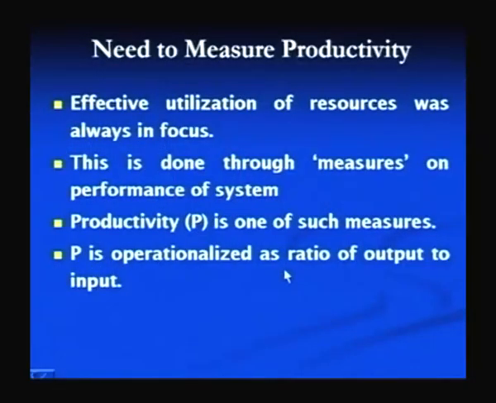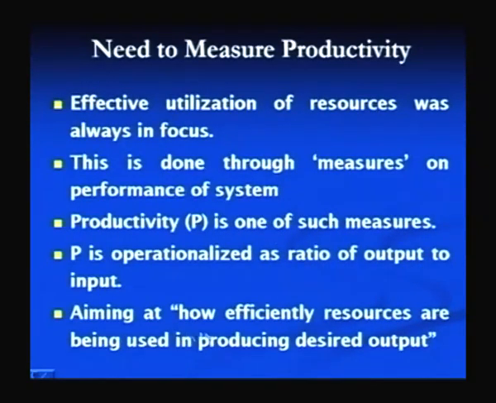using the ratio of the output of the goods or services being produced by a particular organization, and the inputs which are being given. Inputs may be in terms of human resource, material, land, machine, or any other item which is required for producing the desired goods or services. So, this is a very simple and very general definition of productivity, defined as the ratio of output to input, and basically the aim of measuring productivity is to see how efficiently the resources are being used for producing the desired output.